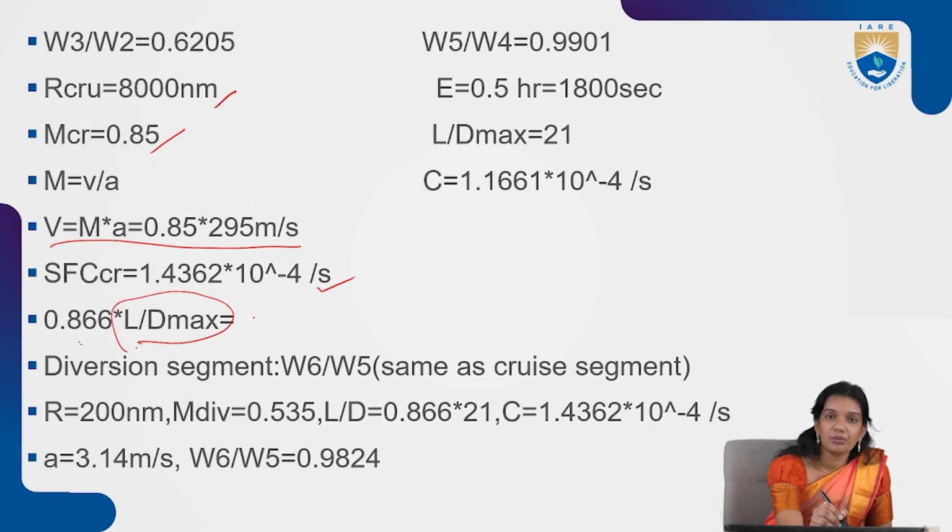For a cruise, for a loiter, it is simply L by D max, right? So this we know, but we have to find out L by D max by given A. The wing aspect ratio is given, right? So from there we need to find out this.